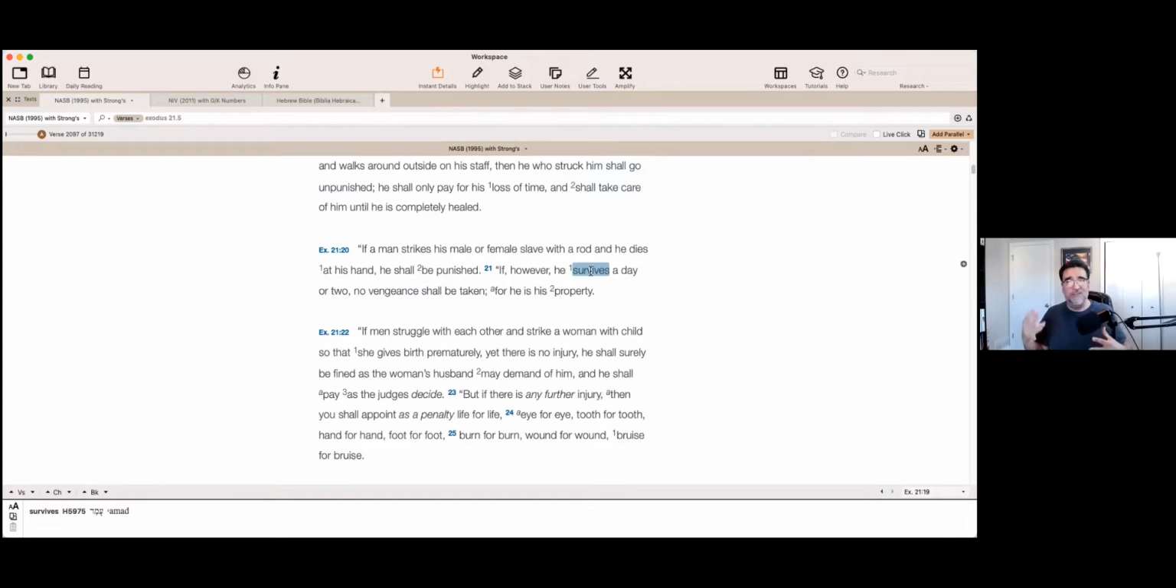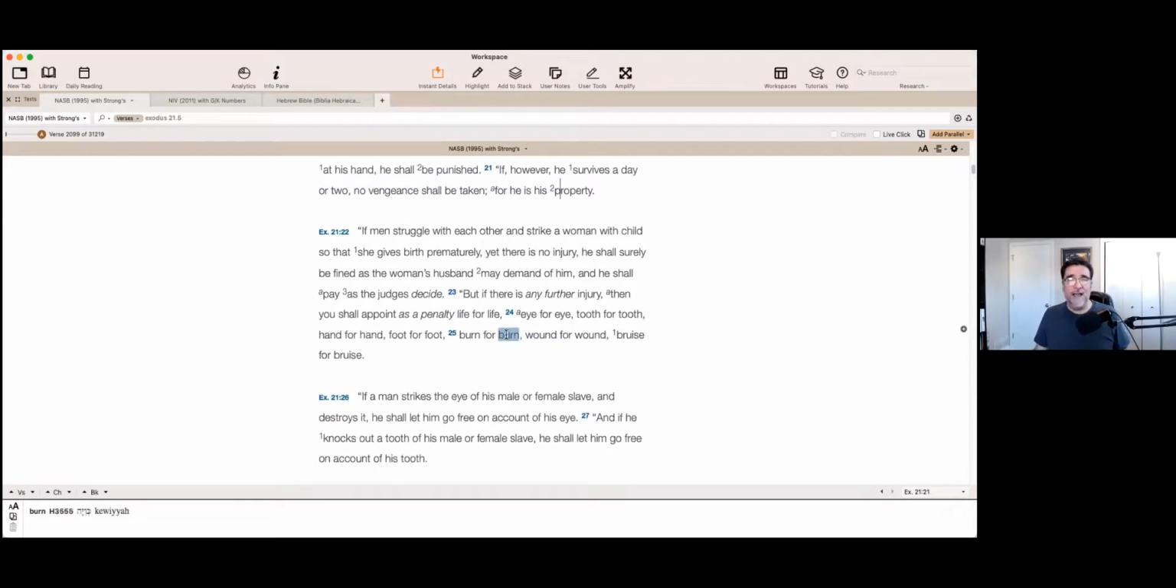So the interpretation of this that most commentators have is that it's not that he survives a day or two, it's that if he is able to stand after the beating, then it's presumed that if he dies later after 1 or 2 days, it may not have been the beating that killed him. It may have been something else, and therefore that case is treated a little bit differently. Is there still some moral ambiguity here in the eyes of a 21st century person? Sure. But again, there's more going on than meets the eye here.